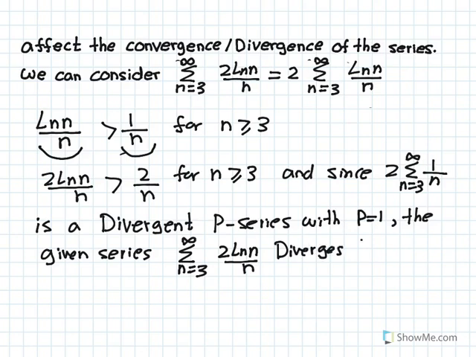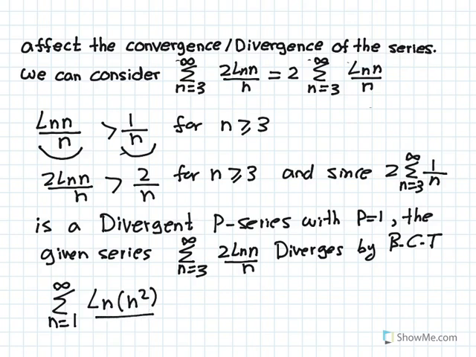There's no space, so I will just abbreviate BCT, basic comparison test. So we can now conclude that summation n equals 1 to infinity, starting the index at n equals 1, log of n squared divided by n is a divergent series by the basic comparison test.